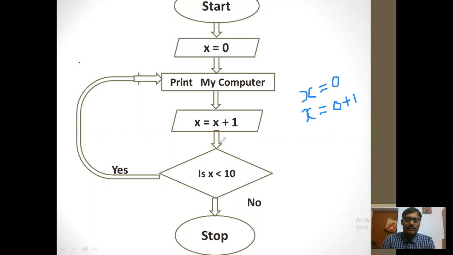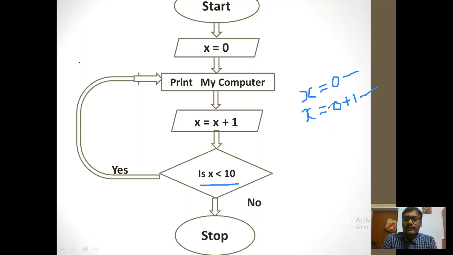Now the flow line is indicating another symbol. It is the decision or test condition: is x less than 10? If this condition is satisfied, if x is less than 10, then again it will go to the print part, and it will again print "my computer". So by default, the first time when x was 0, it printed "my computer". When x has become 1, again it will print "my computer". Again, after printing, it will come to this part, x equals x plus 1.